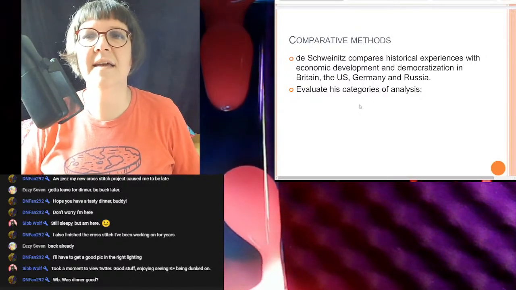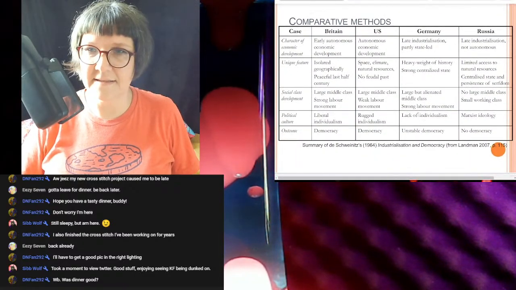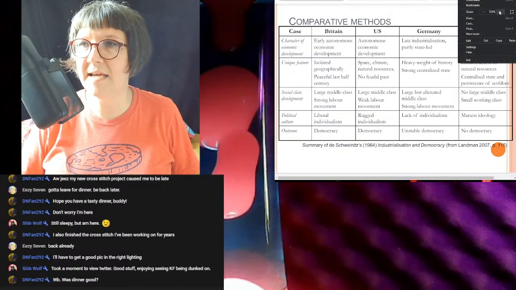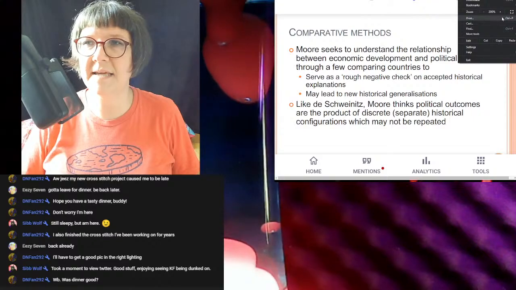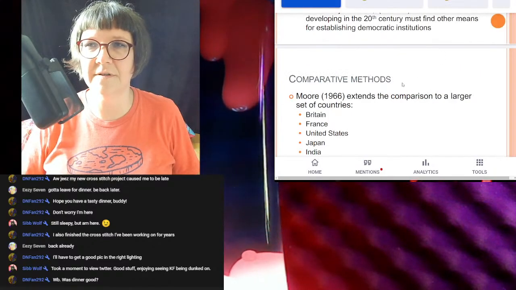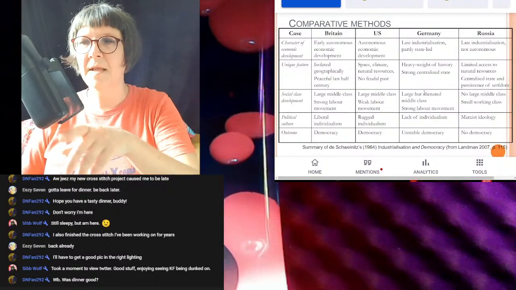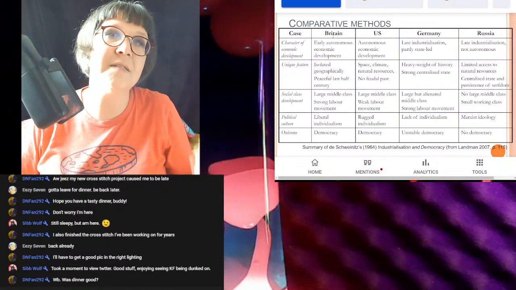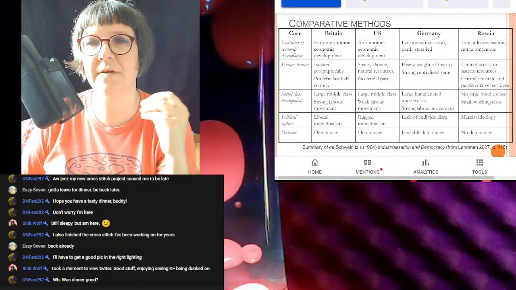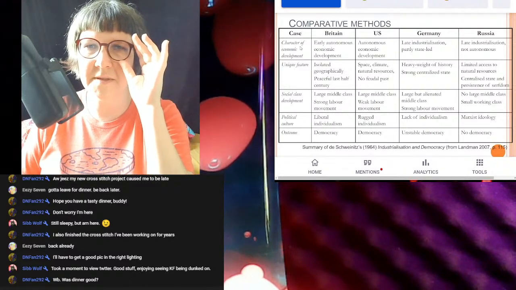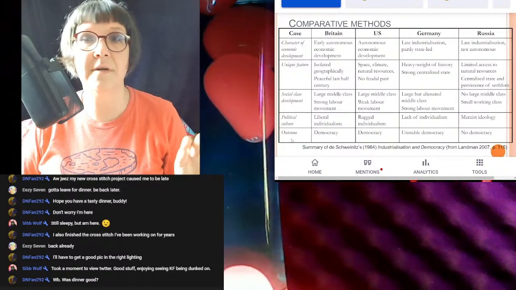So let's look at his categories of analysis. Now, you might have a hard time seeing this because it is very, very tiny. Making this bigger makes no difference whatsoever. All right, so I'll just explain the categories. It's Britain, United States, Germany, Russia. He has as his comparative elements character of economic development, unique feature, social class development, political culture, and outcome.